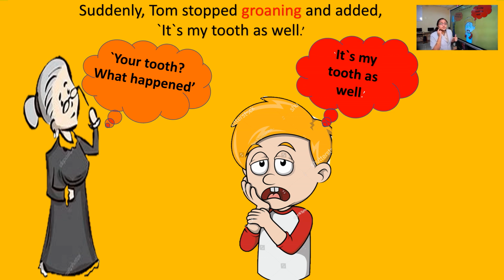He says, it's my tooth as well. So the first excuse that he gave was he has an injury on his toe. That did not work out. Okay, so now he understood that he has to find out another excuse. And what's the next excuse that he says? It's my tooth as well. I have pain on my tooth also. Your tooth? What happened? Asked Aunt.